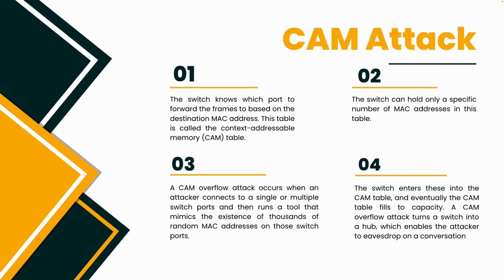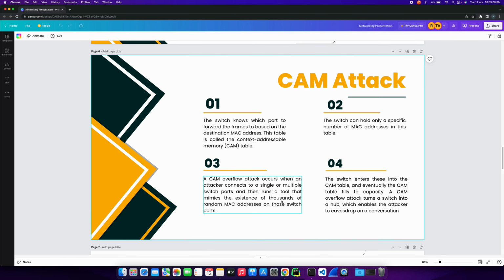A CAM overflow attack occurs when an attacker connects to a single or multiple switch ports and then runs a tool that mimics the existence of thousands of random MAC addresses on those switch ports. The switch enters these into the CAM table and eventually the CAM table fills to capacity. When a switch is in this state, no more new MAC addresses can be learned. Therefore, the switch starts to flood any traffic from the new hosts out of all the ports on the switch. A CAM overflow attack turns a switch into a hub, which enables the attacker to eavesdrop on a conversation and perform a man-in-the-middle attack. Now I will explain how exactly the CAM attack works.